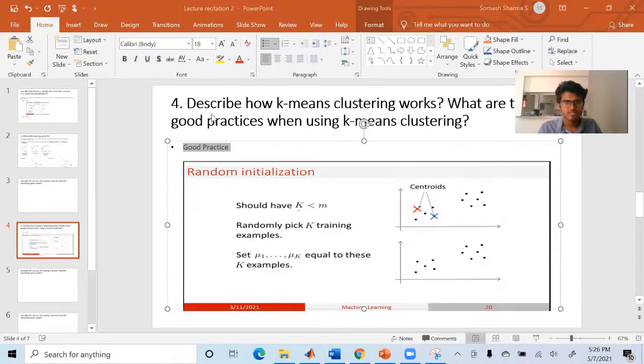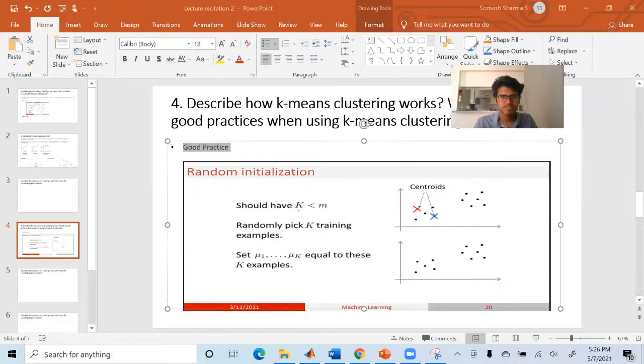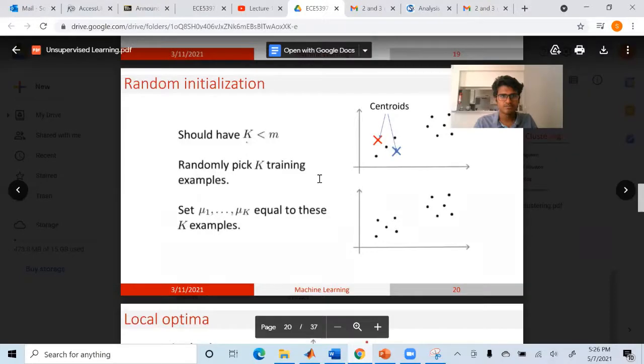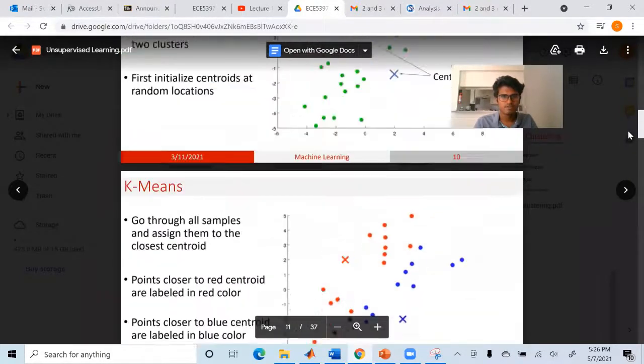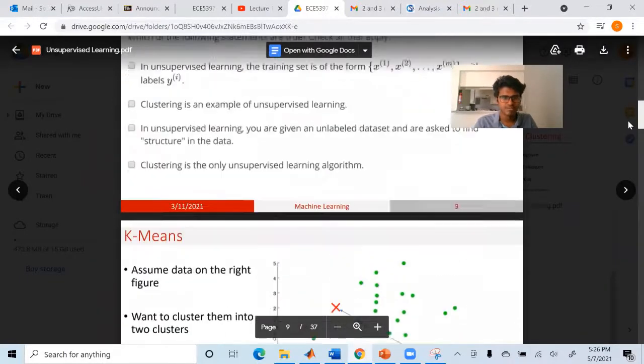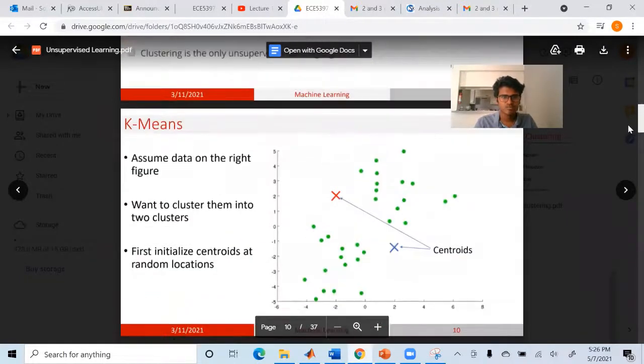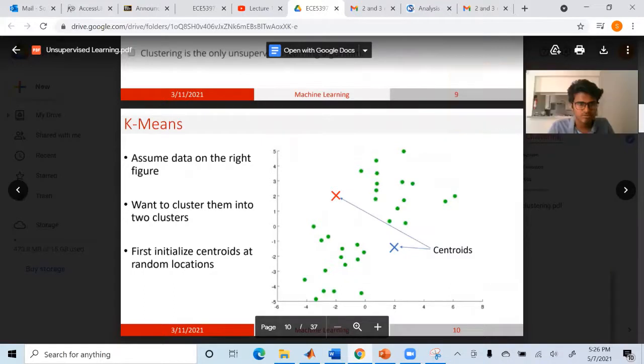So the question is, describe how k-means clustering works and the good practices when using k-means clustering. I would like to take it from the notes, as it helps me explain this better. So this is what I wanted to share.